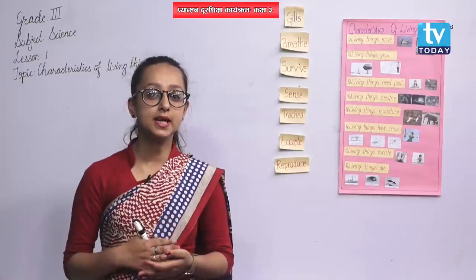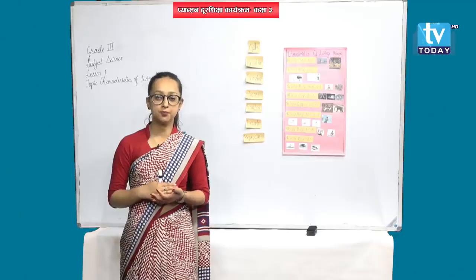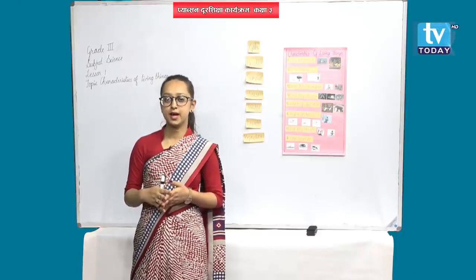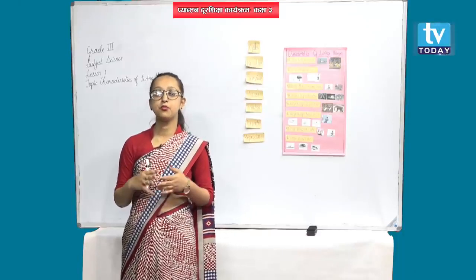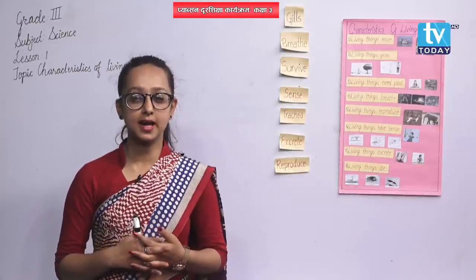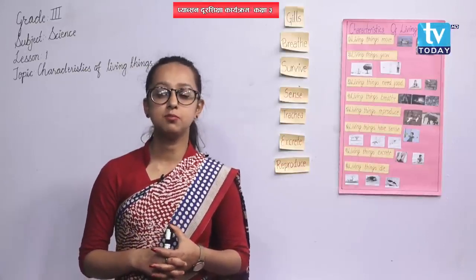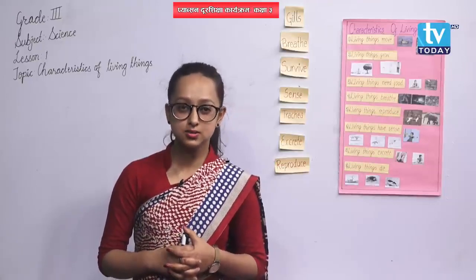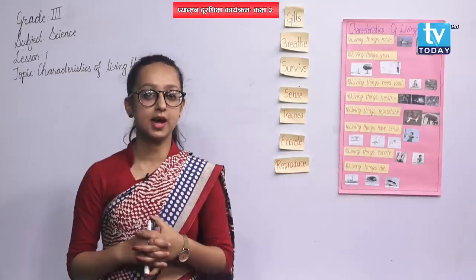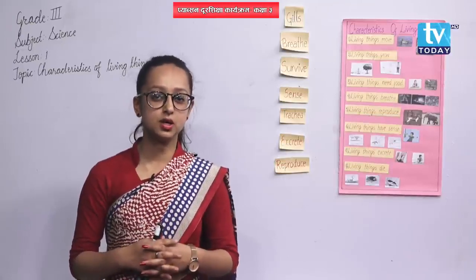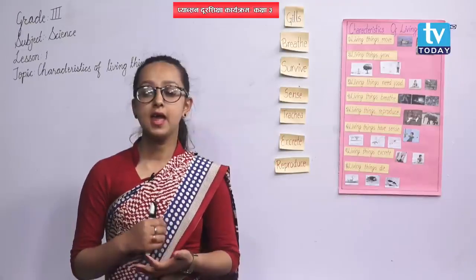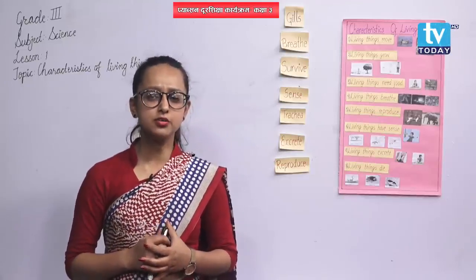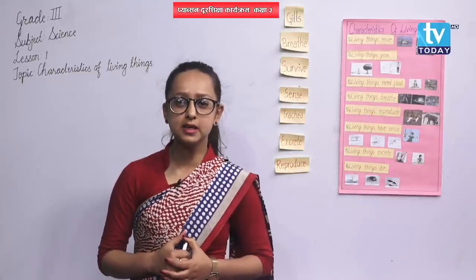In a similar way, some of the insects like mosquitoes, butterflies, and dragonflies have wings to fly, and they also have undeveloped legs, that is, small legs to walk. So insects also have wings to fly and legs to walk. So what does it show? Every living thing shows movement. Can you think of any living thing that does not move?